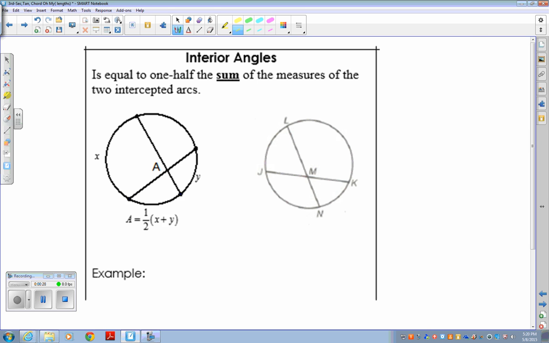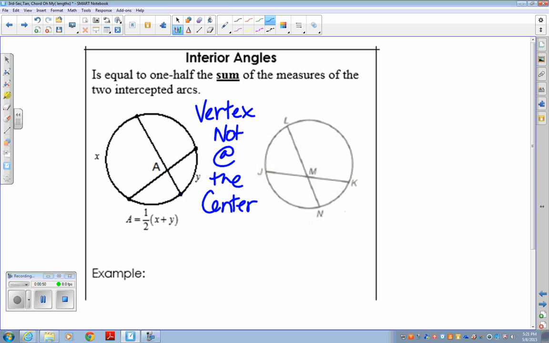When you have an interior angle, first thing I need you to record is that the vertex is not at the center. Whenever we have an interior angle, the vertex is not at the center, because if it was at the center, it would be a central angle. And if it was on the circle, it would be an inscribed angle. So we're talking about just when the vertex is not at the center, but in the interior of the circle. So we have an interior angle.